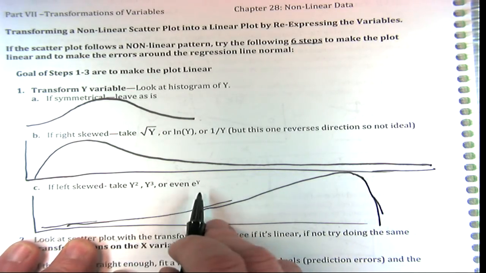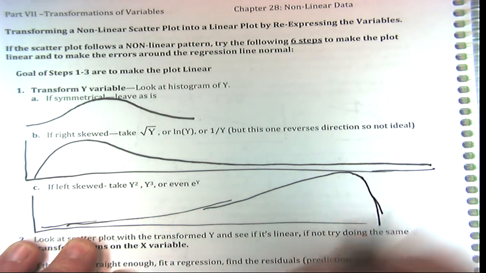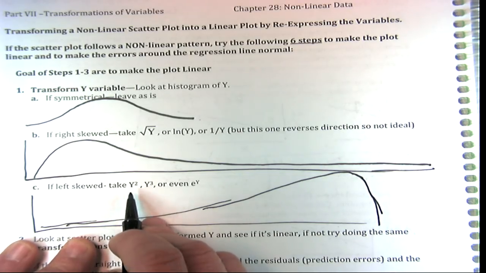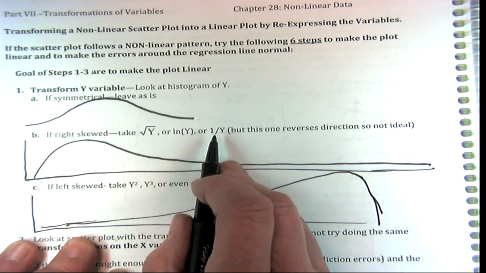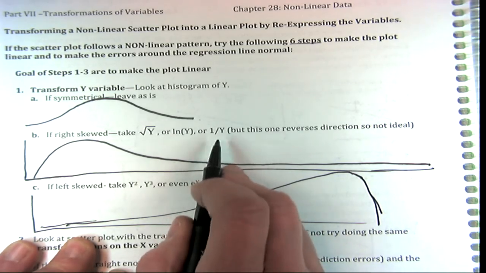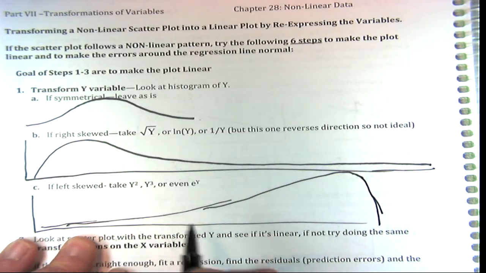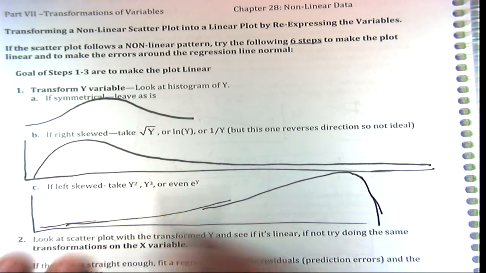Cubing would do even more, and e to the y would be a very extreme transformation. Mostly you'd stick with the squares. Here I said you could do 1 over y, but that reverses the direction, so the biggest number becomes the smallest, and that's hard to interpret, so that's rarely used. But these two are used all the time. And the square is the most common here.